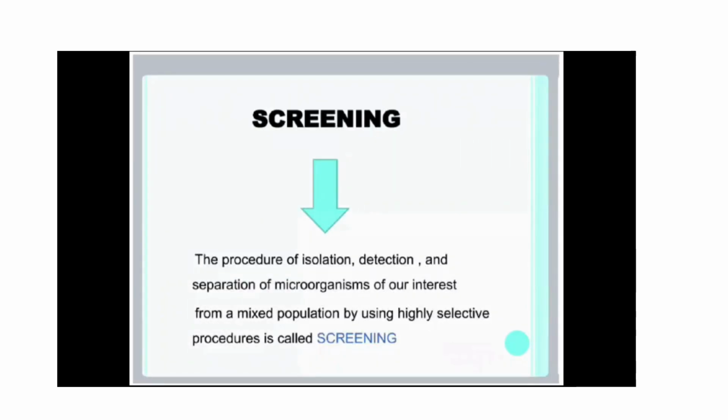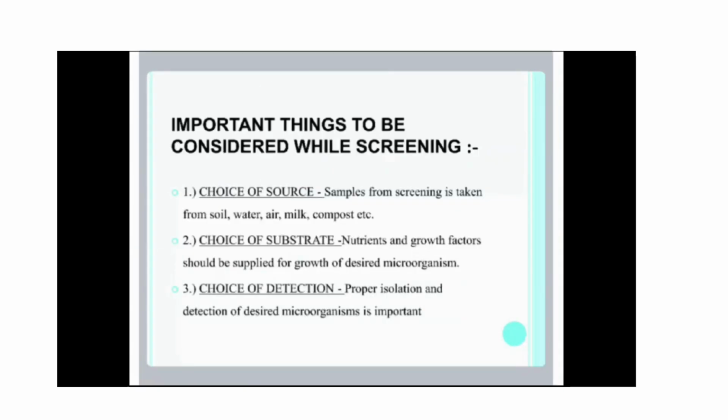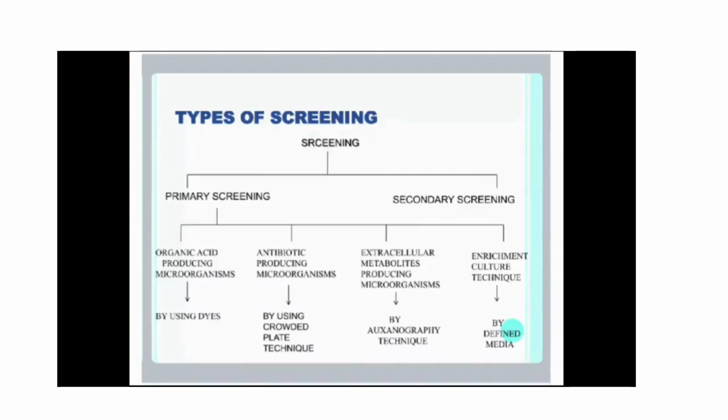Here I am going to explain the topic isolation and screening. Screening is the procedure of isolation, detection and separation of microorganisms of our interest. The sources of microorganisms are food, which includes milk and cheese, the environment, which includes air, water, soil and compost, and other sources. The important things to be considered while screening are choice of source, choice of substrate, and choice of reduction.